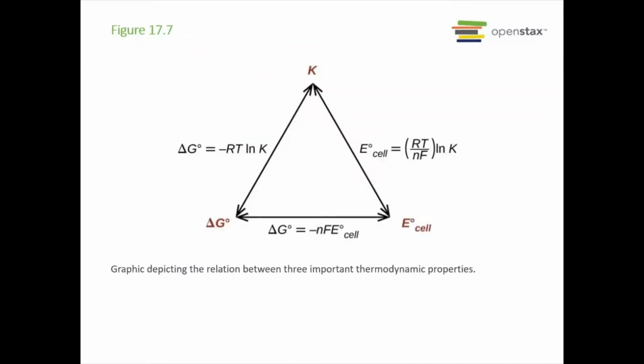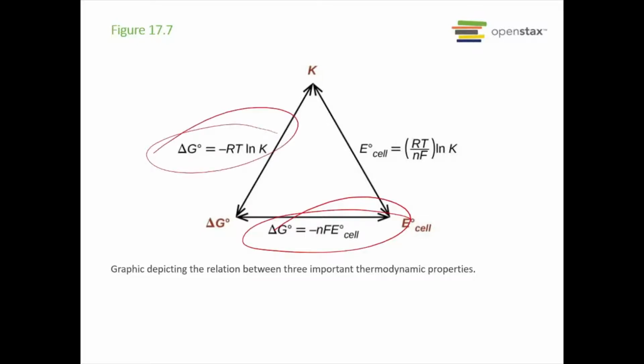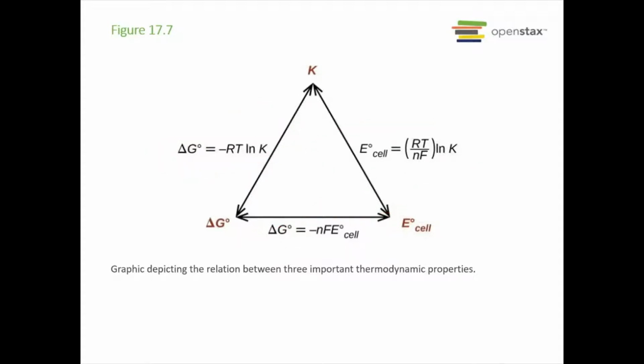So your book gives you this really cool graph kind of showing you the relation between these three processes. If you want to just look at delta G and E, you use the bottom one. If you're looking at delta G and K, you use this left one. And if you're looking at K and E, you use the far right one. So it's just kind of a nice way to see everything related and be able to pick out what you need to solve for.